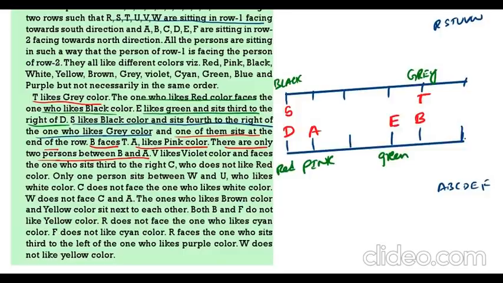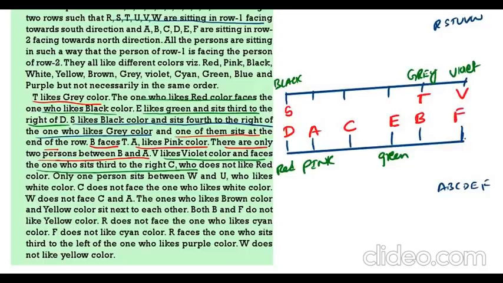Then V likes violet color and faces the one who sits third to the right of C. So write down C here. C right third we don't know, so opposite we will get V, and V is liking which color? Violet color. Now we are left out with F here, so F will come here.